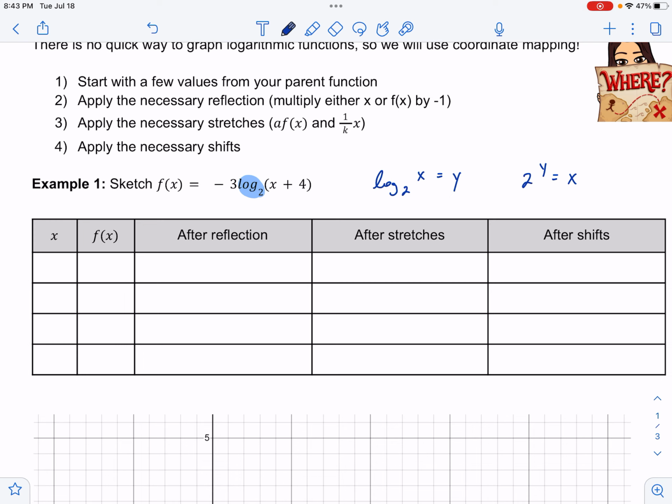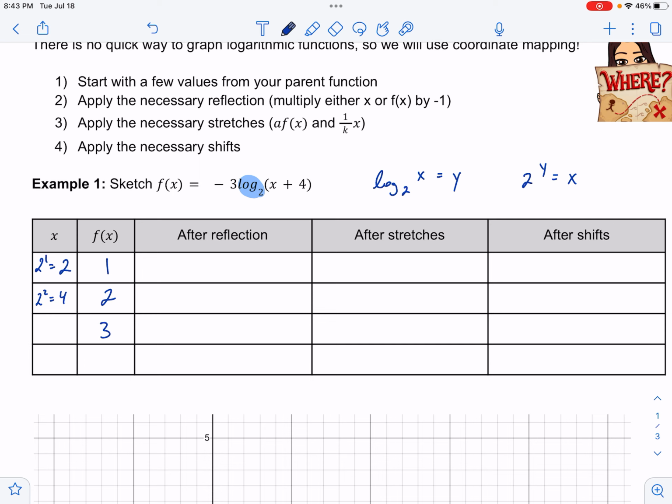For example, if my y is 1, 2 to the power of 1 is what? The answer is 2. If we were to write that as a log question, it would be log base 2 of 2 is equal to what? 2 to the power of what gives me 2? That's the question we're asking here. If f of x or y is 2, my x is going to be 2 to the power of 2, which is 4.